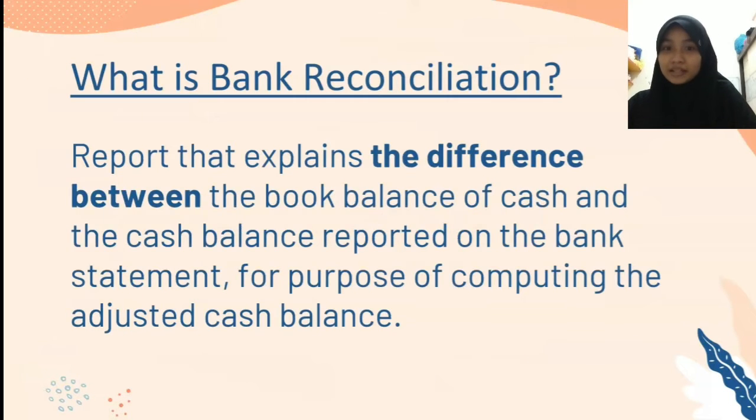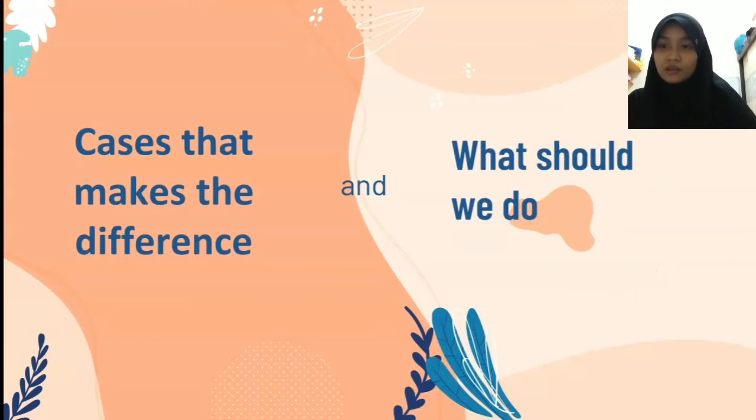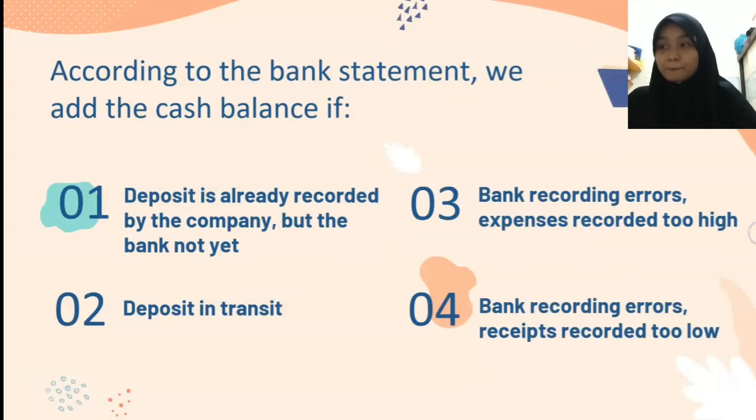So, what is bank reconciliation? Bank reconciliation is a report that explains the difference between the book balance of cash and the cash balance reported on the bank statement for the purpose of computing the adjusted cash balance. Because cash is the most important element of the company ledger, we have to make sure that the balance between the bank statement and the company ledger are the same. So, what causes the difference and what should we do?